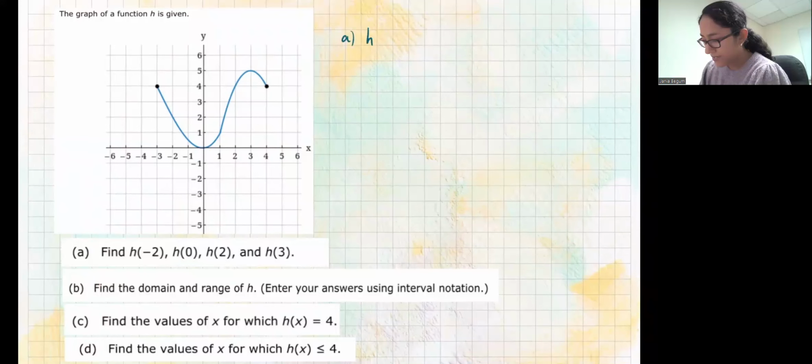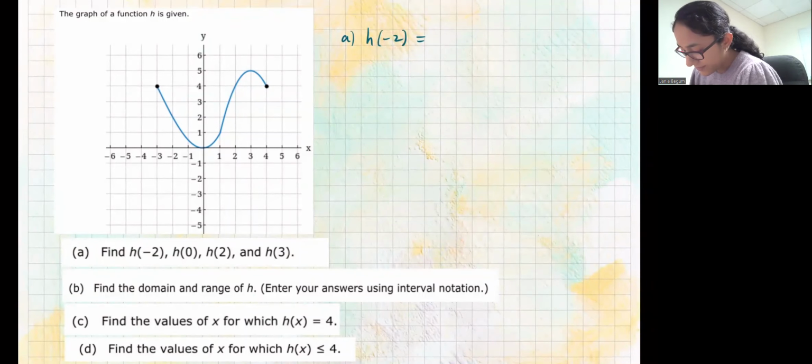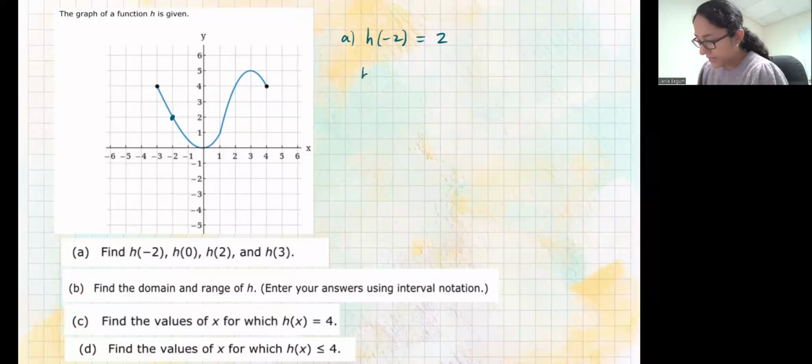So for h of -2, again, you look at the x value, -2, and read off the corresponding y value. So here's -2. As you go along this, that's your y value. That's your h of -2. That point happens to be 2. So h of -2 is 2. Similarly, for h of 0, again, we look at our x value 0 and read off the y value. It looks like the graph is at 0, so h of 0 is 0.